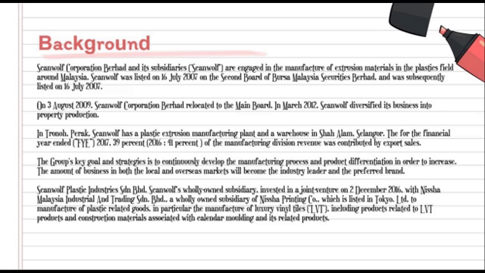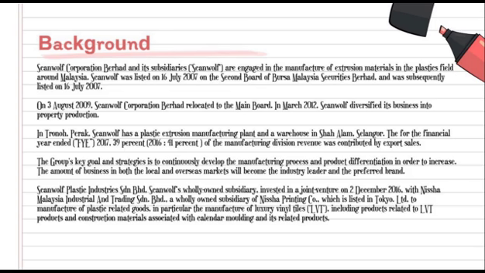Background. Scanwolf Corporation Berhad and its subsidiaries are engaged in the manufacture of extrusion materials in the plastic field around Malaysia. Scanwolf was listed on 16 July 2007 on the second board of Bursa Malaysia Securities Berhad. On 3 August 2009, Scanwolf Corporation Berhad relocated to the main board. In March 2012, Scanwolf diversified its business into property production. In Tronoh, Perak, Scanwolf has a plastic extrusion manufacturing plant and a warehouse in Shah Alam, Selangor.